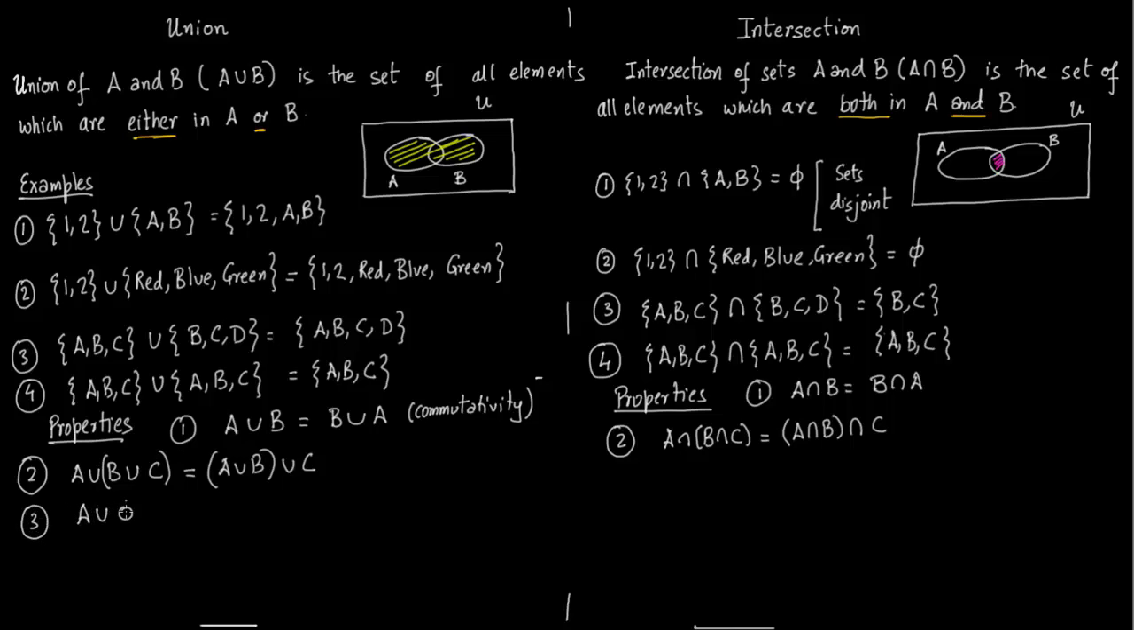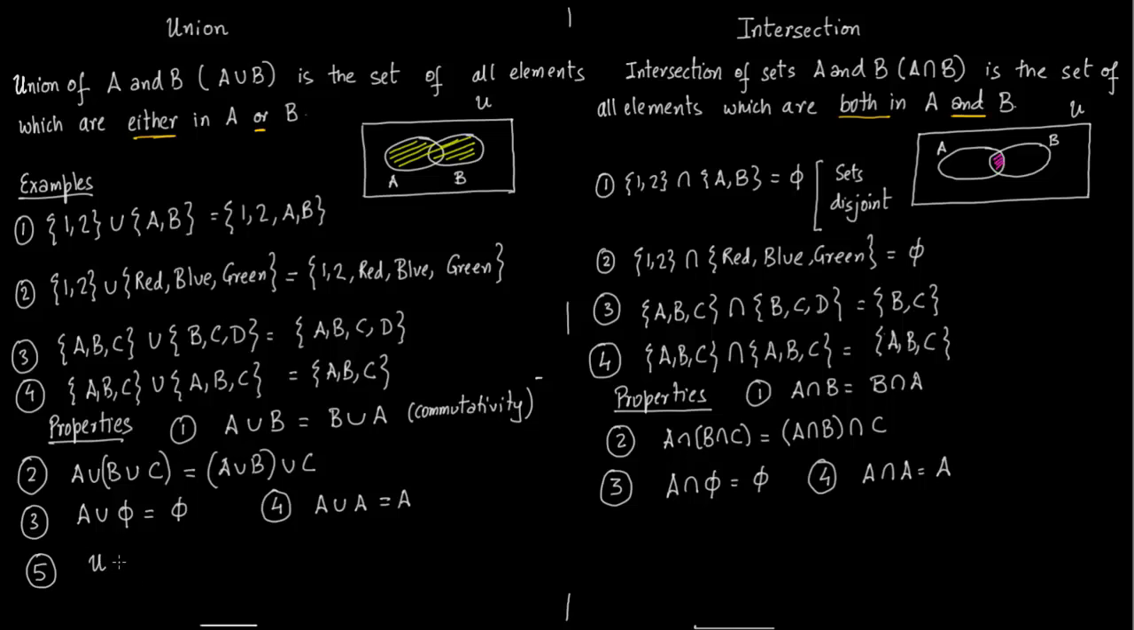Property 3 is, if you take A and add the empty set to it, you get the entire set A, it should be A, not the null set. So A union the null set should be the entire set A. A intersection the null set should be the null set. A union A will give you A. A intersection A will give you A again. So property number 3 in the union is not correct. I will correct it later.